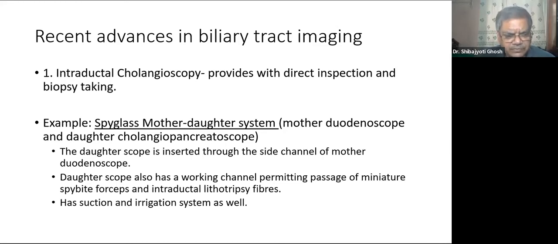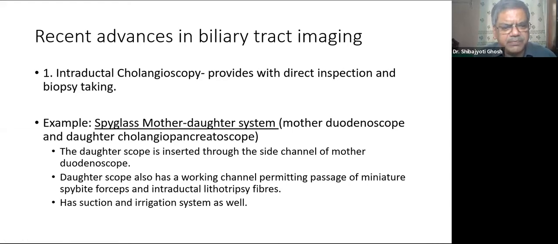And so from this, we have the Spyglass mother-daughter system. So Spyglass technology is the latest one, which is used particularly for the common bile duct and also in case of pancreatic duct. There are two scopes used, that is mother and daughter. The daughter scope is inserted through the side channel of the mother duodenoscope, and the daughter scope also has a working channel permitting passage of microforceps, intraductal lithotripsy fibers, and suction irrigation and all this. So these are all technical aspects.